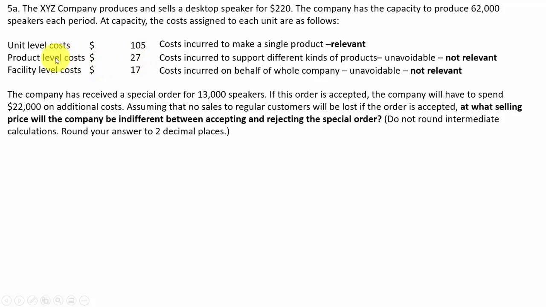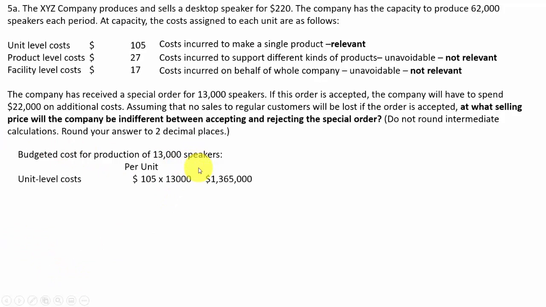Now, these two product level and facility level costs are not relevant. We're not going to include these in our calculations, but let's go forward. The company has received a special order for 13,000 speakers. If the order is accepted, the company will spend $22,000 additional on additional costs.